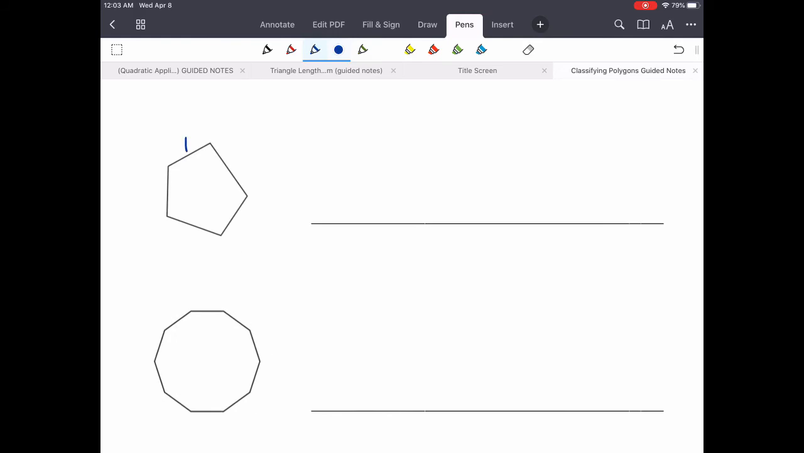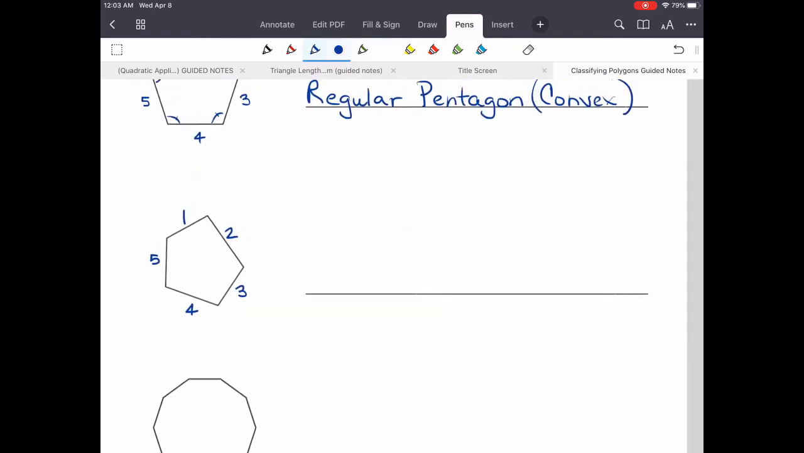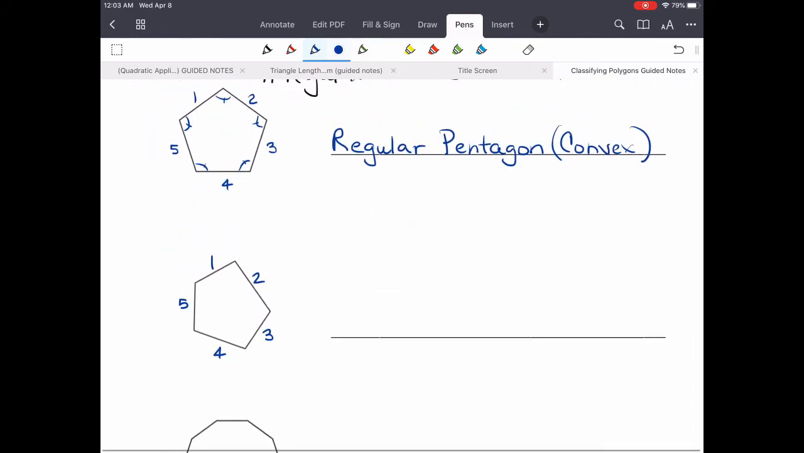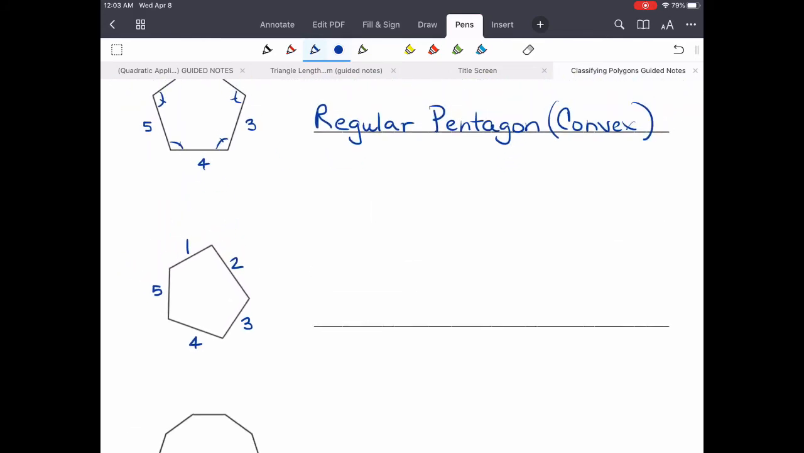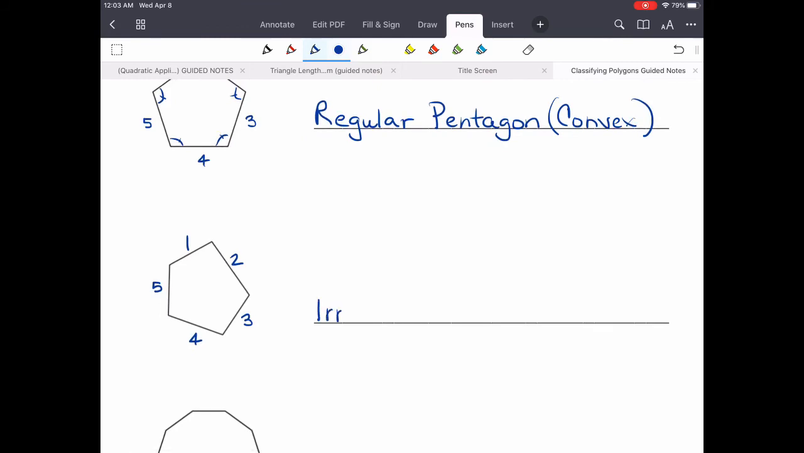Next one here, you count the sides, and you might notice it's got the same number of sides. The only difference between the first one and the second one is that this is not regular. So that's irregular, but it's still a pentagon.